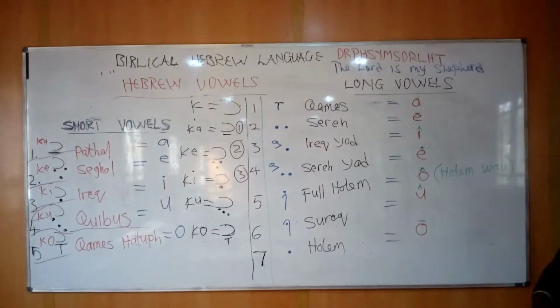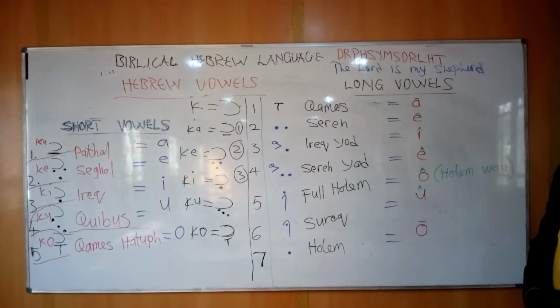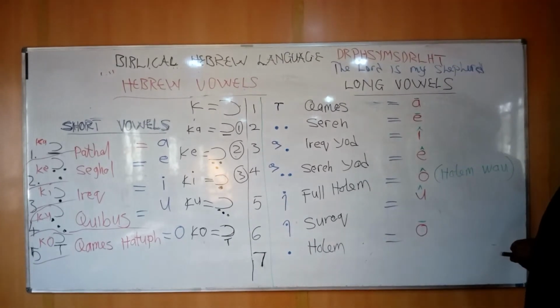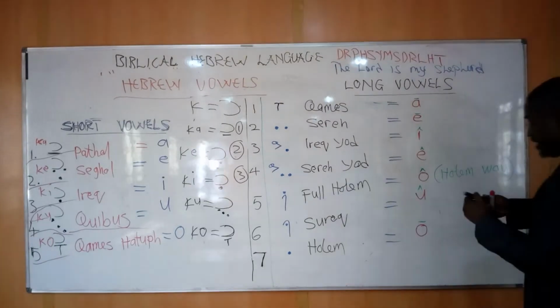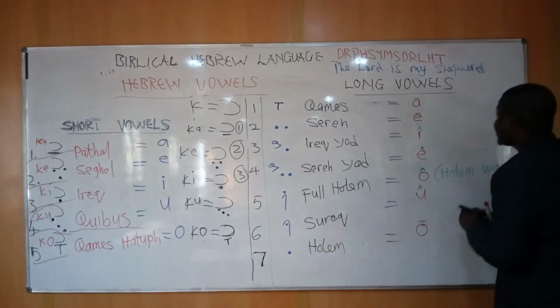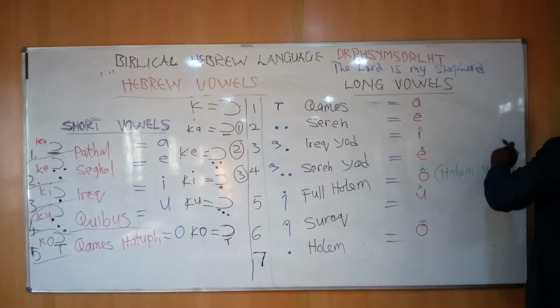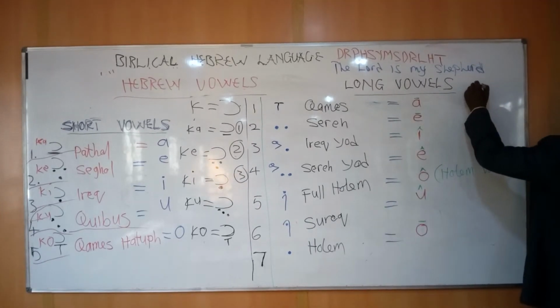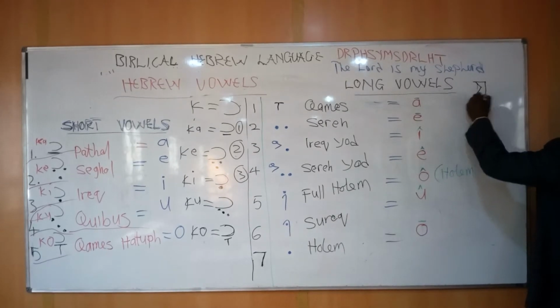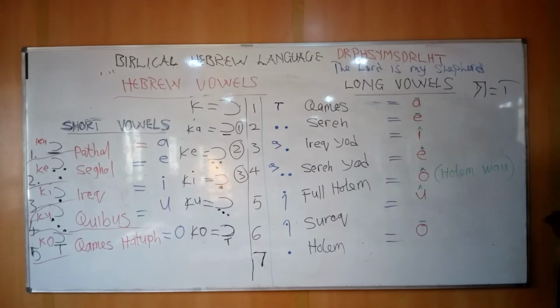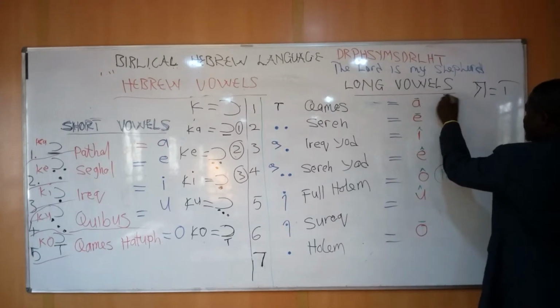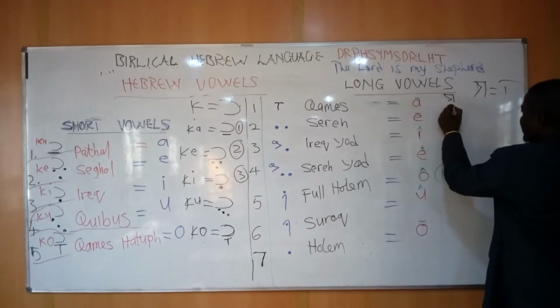Now let's come to the long vowels. Kamets, let's use the letter tav as the basic letter. You have tav, which is a T. You want to say ta here. If you want to say ta, you write it this way. The kamets stays under.